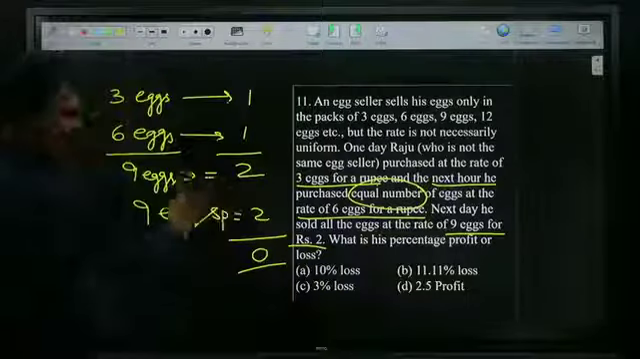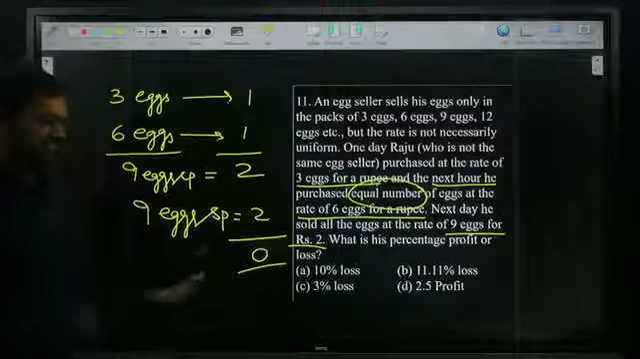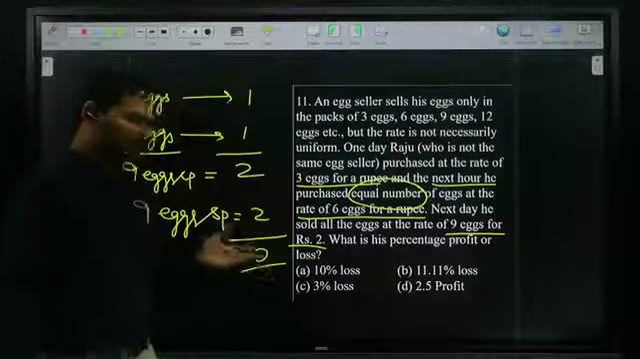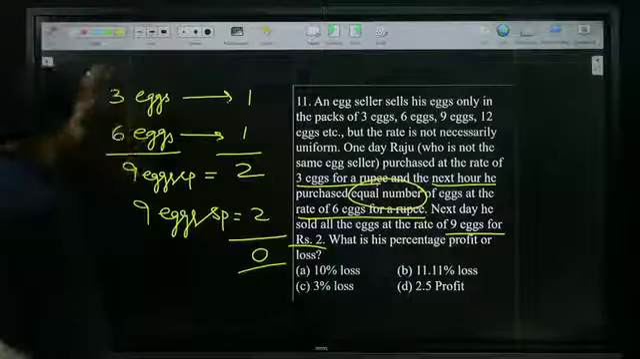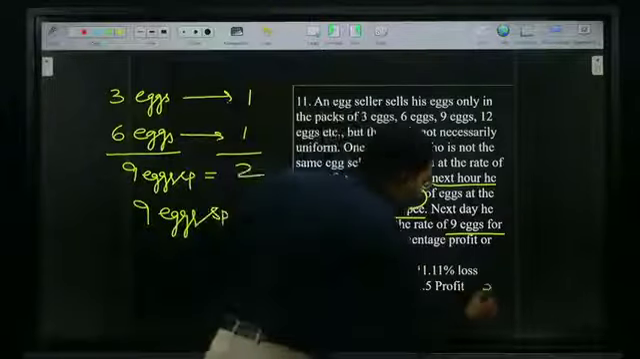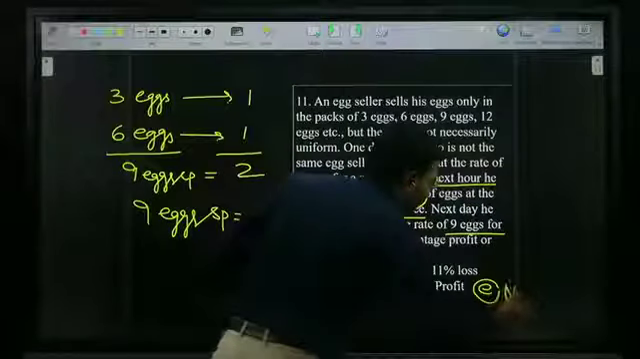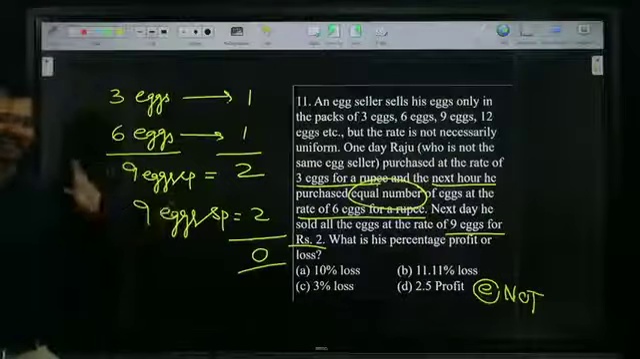This is the right answer? No. So you said no profit, no loss. That is the wrong answer. The students are doing like this. If option E, none of this, is there, then everybody is picking that option. This is not the right way.